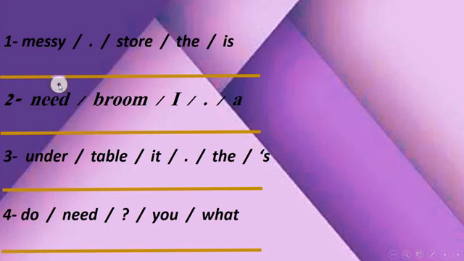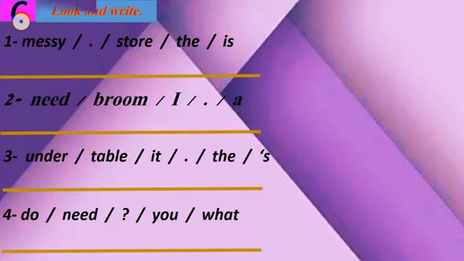We go to page 17. We have exercise C. In this exercise, we have look and write. Here we have mixed sentences. He wants us to arrange the sentences in order.